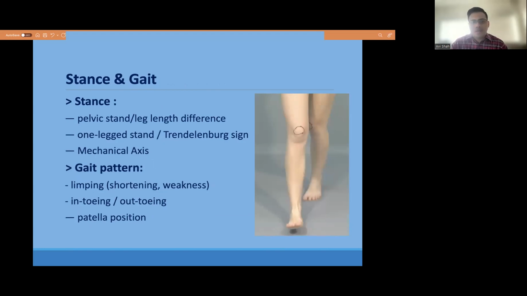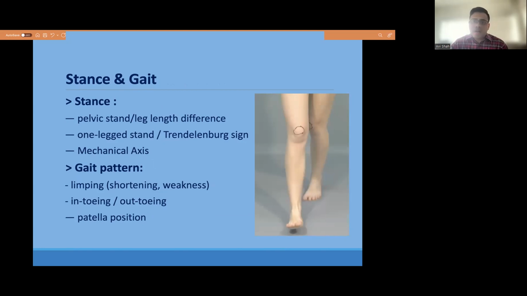As soon as the patient comes to you, you see the patient in the standing position. You see how the patient, while standing, the position of the pelvis is. You see any leg length discrepancy. Check for the Trendelenburg sign to check for any abductor dysfunction. Look at the mechanical axis for any deviations like genu valgum or varum type of deformities.